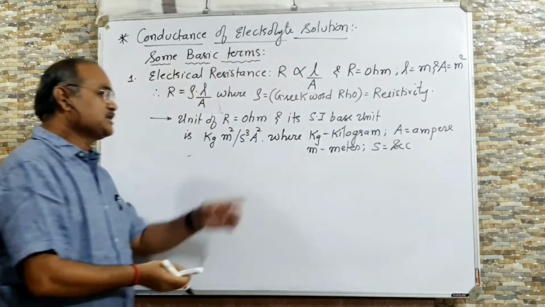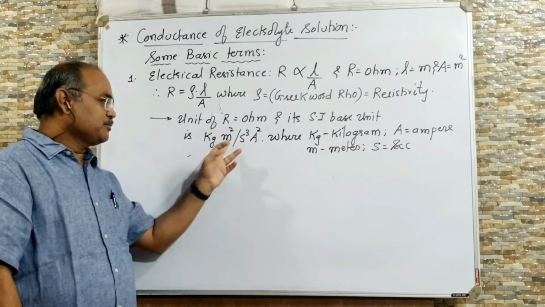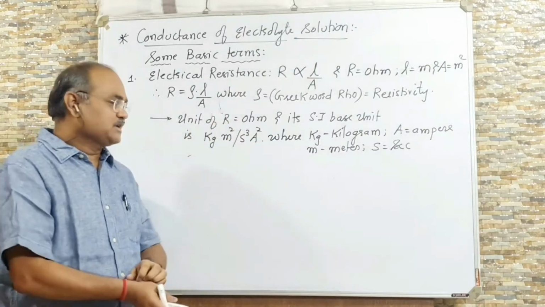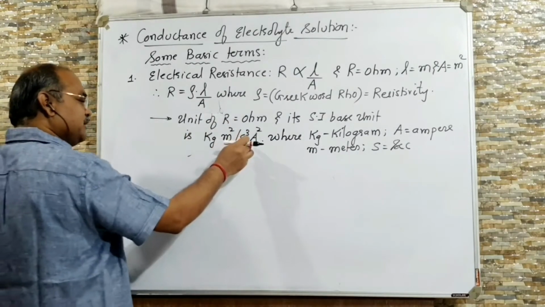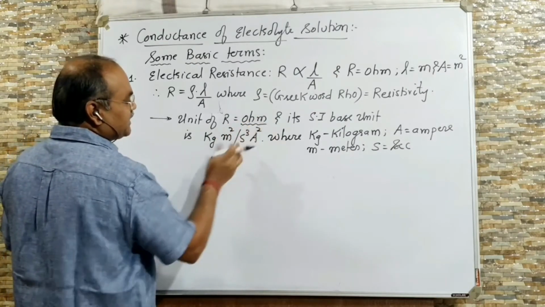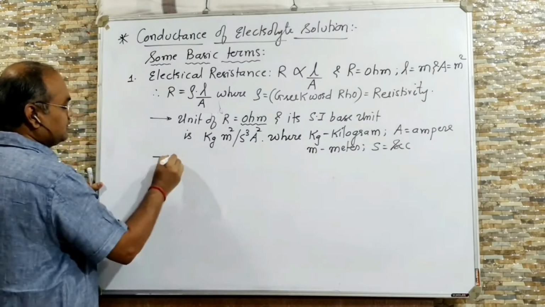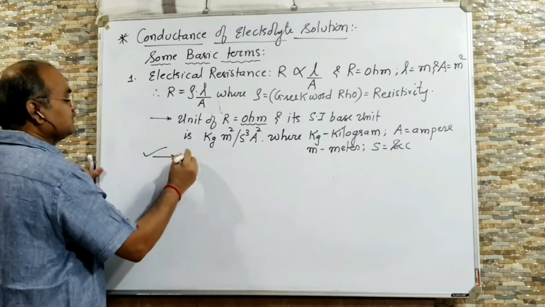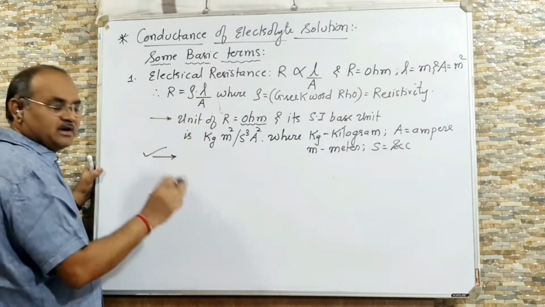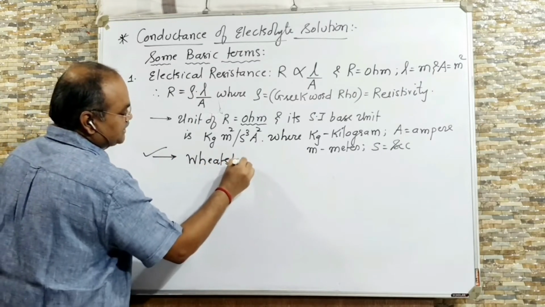So they can ask you the SI base unit of resistance. It is kilogram meter square per second cube and per ampere square. So this you have to remember. But important is this. They can ask you this in MCQ. Clear? Now, one more question they are asking. Which instrument is used to measure the electrical resistance accurately? Answer is Wheatstone bridge.